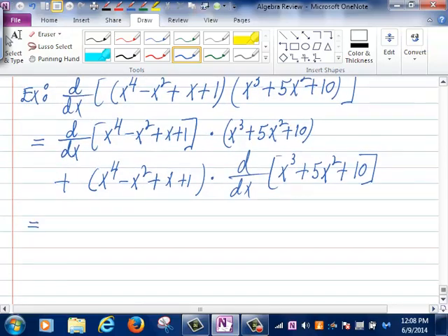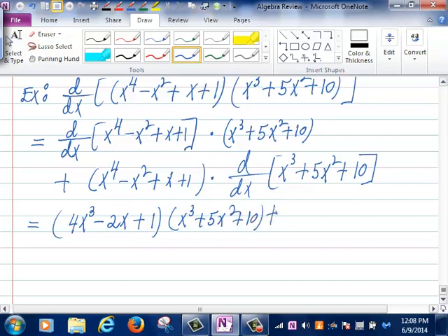What's the derivative of the first factor then? By applying the power rule, I can find the derivative one term at a time. So what's the derivative of x to the 4? 4x cubed, right? What's the derivative of x squared? 2x. What's the derivative of x? What's the derivative of 1? 0. So I get this, multiplied by x cubed plus 5x squared plus 10, right?